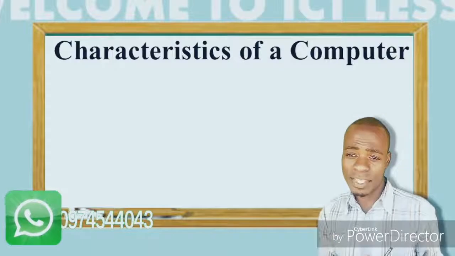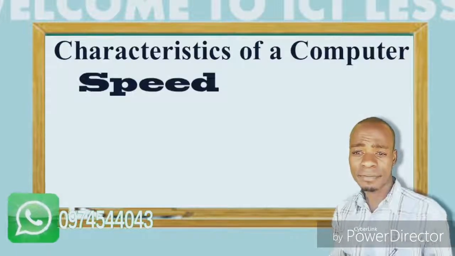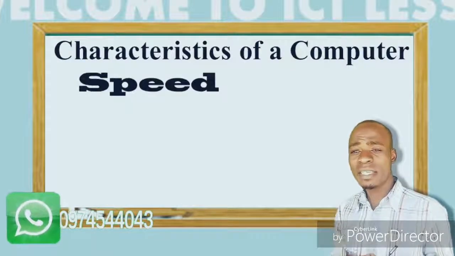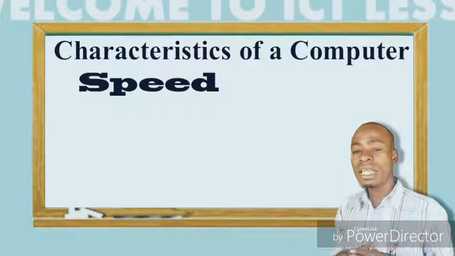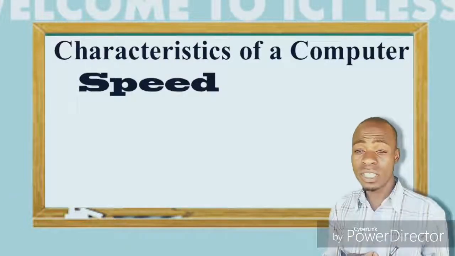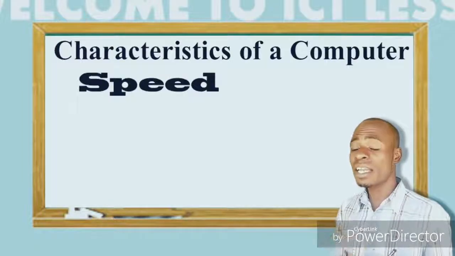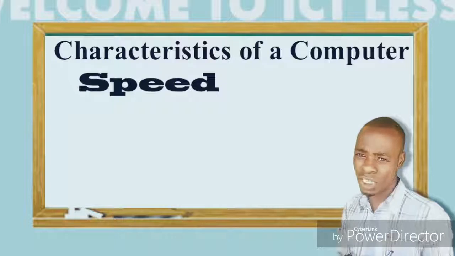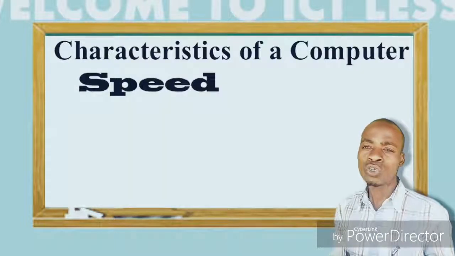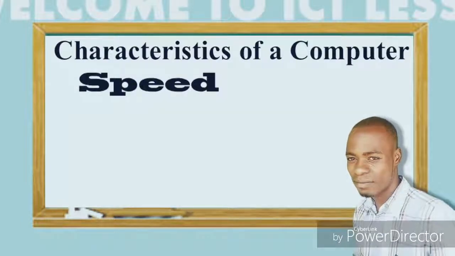We are going to start with speed. What does it mean when we say a computer is speed? This means that a computer can process data very fast than any other machine that can be designed to perform the similar task.